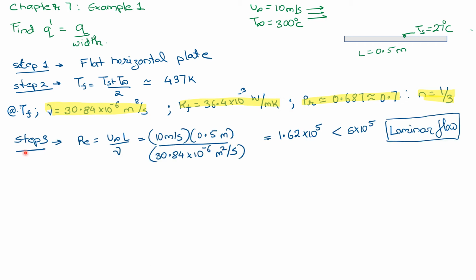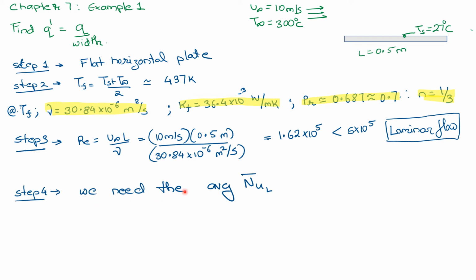Moving forward, our next step will be to calculate the Reynolds number. We know the velocity, we know the length of the plate, which will be our characteristic length, and we know the viscosity. So this will give us a Reynolds number of 1.62 times 10 to the power 5, which is less than our critical value. That means our flow is laminar.